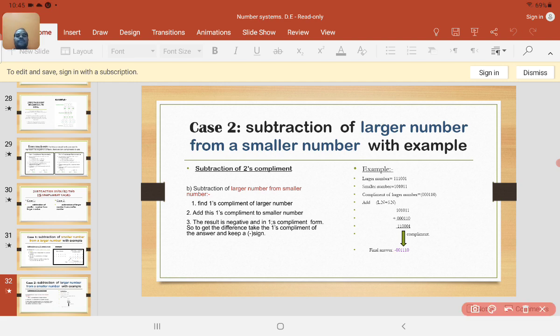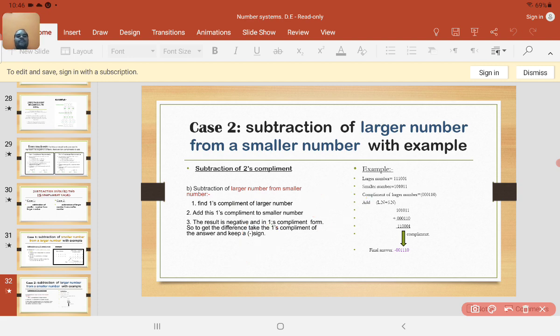So how do we do it? Here we take the subtraction of a larger number from a smaller number. First find the one's complement of the larger number and add this one's complement to the smaller number. Now the result is in negative form, in one's complement form. To get the difference we again calculate the one's complement of the result, and we put a negative sign because we are subtracting the larger number from the smaller number. So we use a negative sign in the result of the addition.